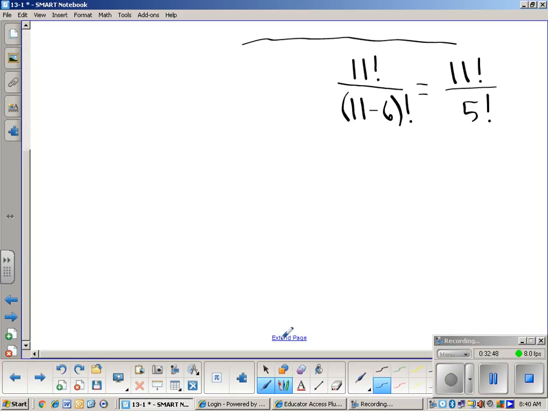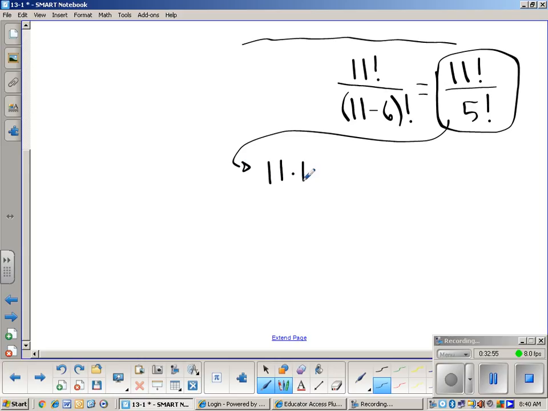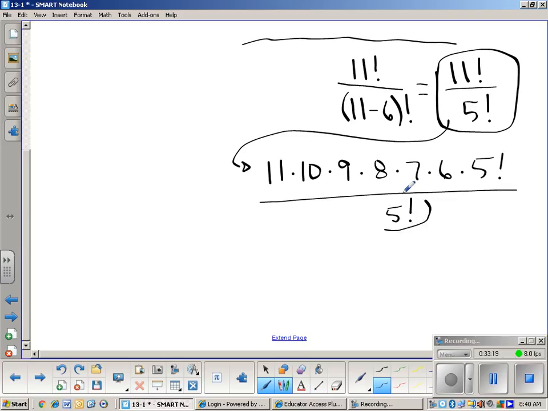And so I'm going to take this, move it over here so I have a little room. This is 11 times 10 times 9 times 8 times 7 times 6 times 5. In fact, 5 factorial means 5 times 4 times 3 times 2 times 1, right? So 11 factorial is the same as 11 times 10 times 9 times 8 times 7 times 6 times 5 factorial. And that's divided by 5 factorial. What happens to my 5 factorials? They cancel, leaving me with this.